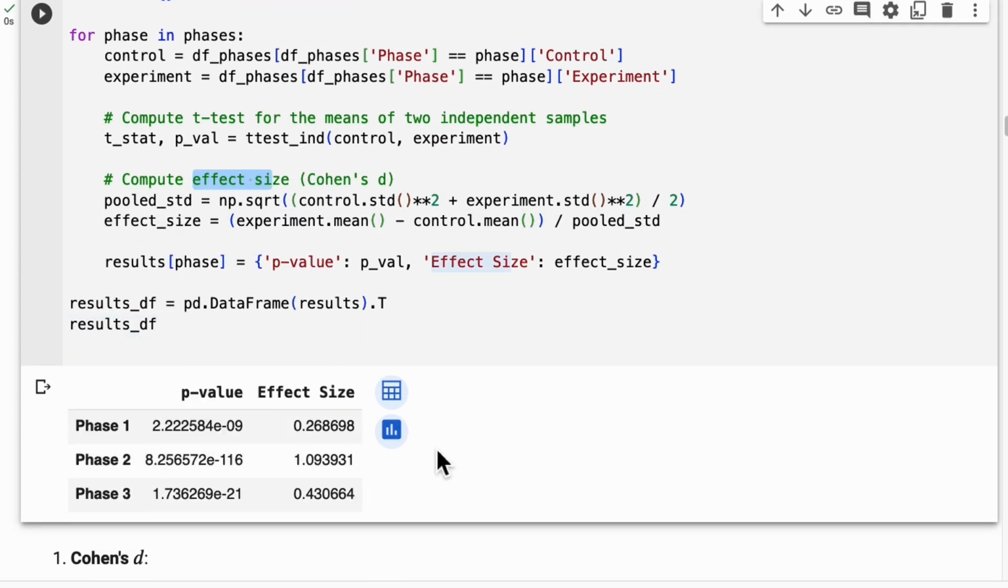And notice that here, the p is very small. So in phase 1 it is 10 to -9. Here is significantly lower. That is 10 to -116. This is 10 to -21. Now, in terms of effect size, the first one is minor, second one is significant, and this one is medium, right?